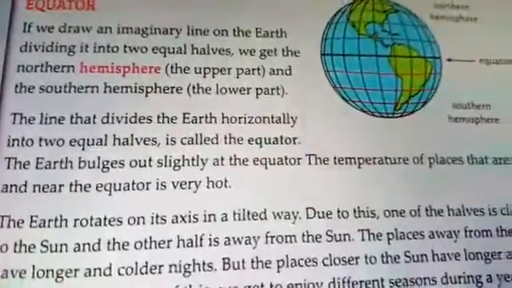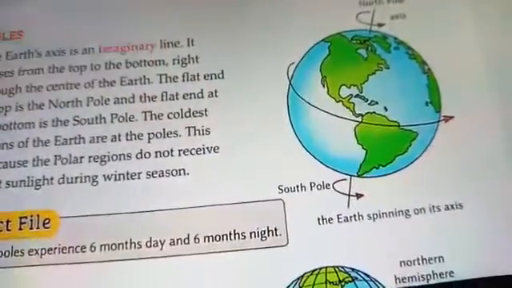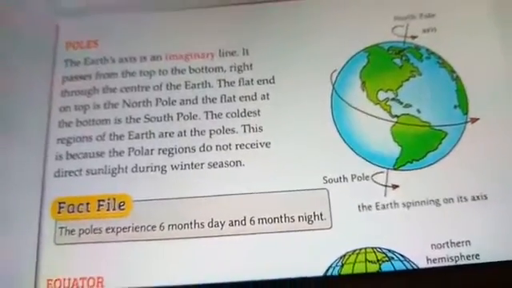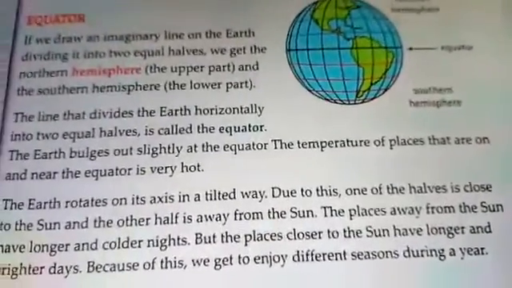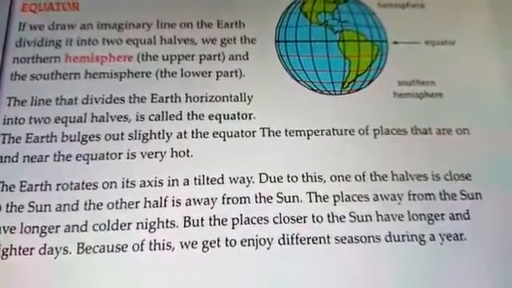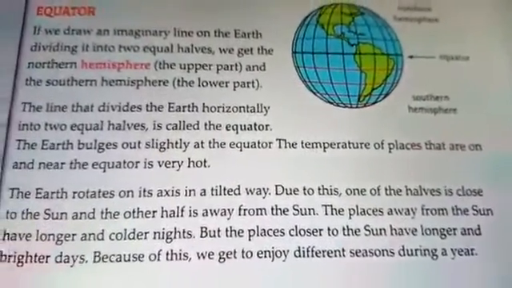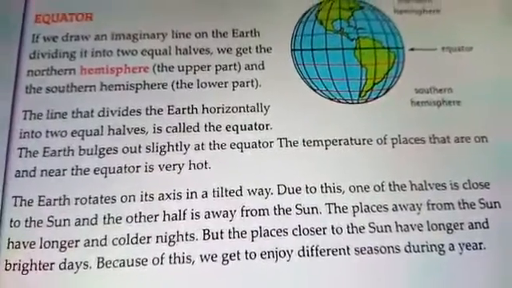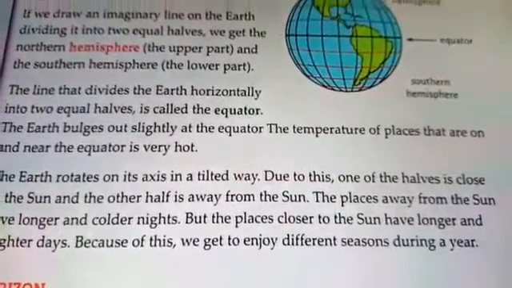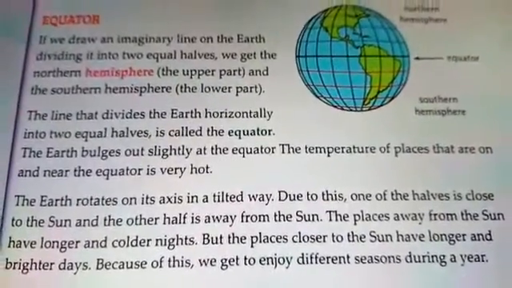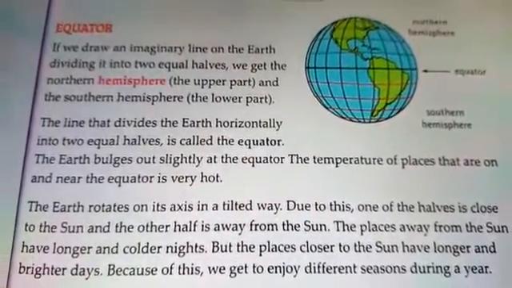Now, the earth rotates on its axis in a tilted way. If you have seen the earlier picture, here, see, the earth is rotating in a tilted, bent manner. Due to this, one of the halves is close to the sun and the other half is always away from the sun. The places away from the sun have longer and colder nights. But the places closer to the sun have longer and brighter days. Because of this, we get the seasons.